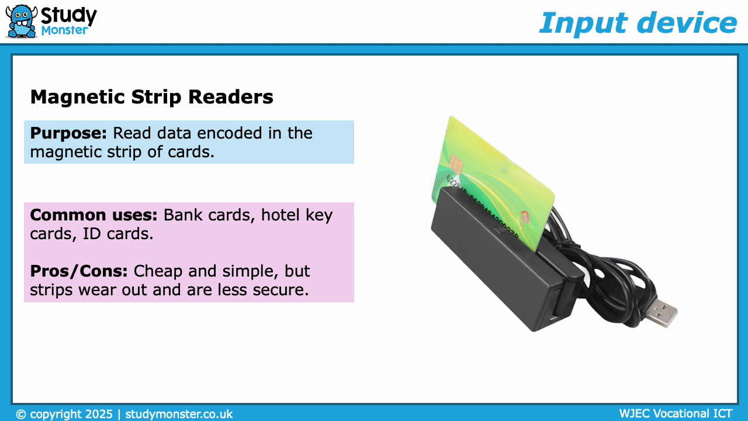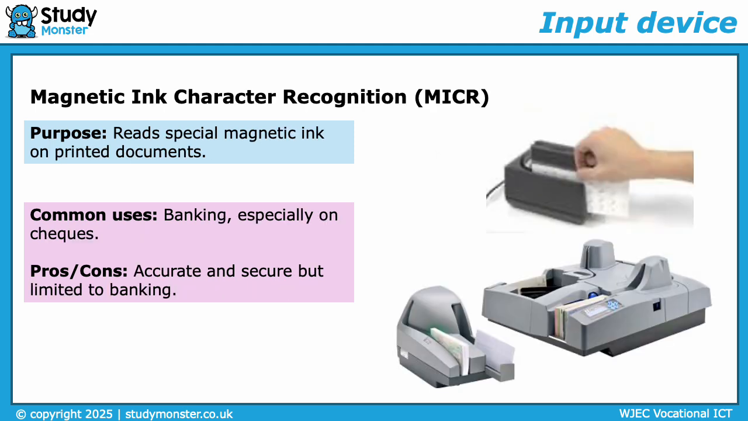Pros to that is they're very, very cheap, really cheap to buy and set up, very simple technology, but the more you use it, the more that magnetic strip's going to wear down, and scratches and things like that, it's going to make the card not work. So a few pros and cons with that one. So next one is magnetic ink character recognition, an MICR.